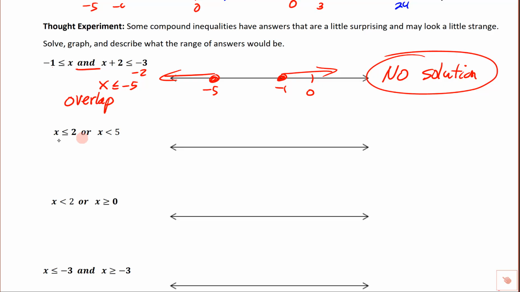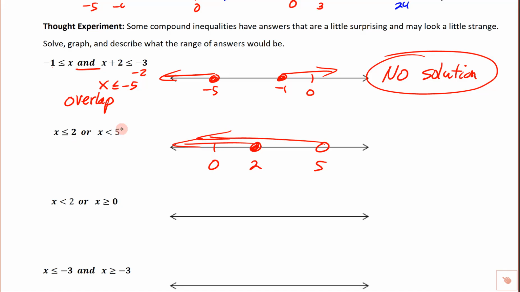Okay, let's look at this one. The word here is or. So notice that they're already solved here. So or, any type of shading is going to be okay on this one. I'm going to put 0 here. I'm going to put 2 here, and I'm going to put 5 here, equal to this one. So this is going to be shaded less than 2, so we're going to shade that way. And this one is less than 5, so we're going to shade that way.